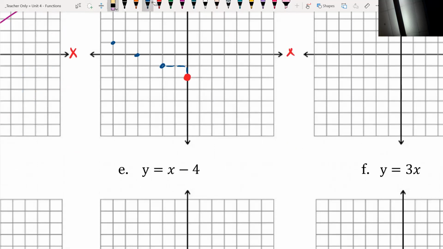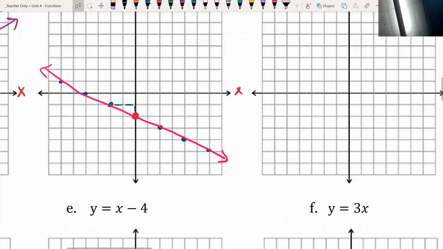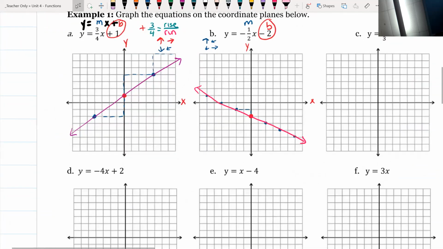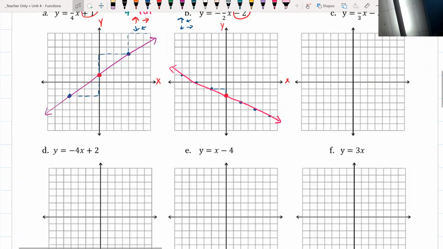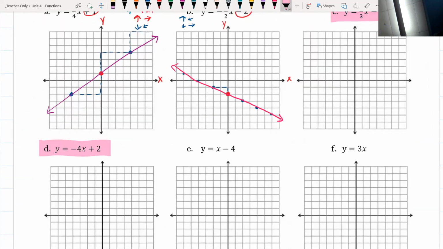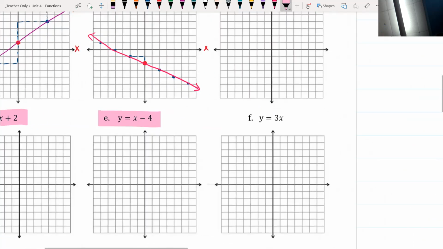We do as many as we can because once we start graphing two lines on the same graph, which we'll do next unit, it's going to be a lot easier if you do all the dots. And then we just connect those points. I'm going to let you do C, D, and E on your own. I want to talk about F.